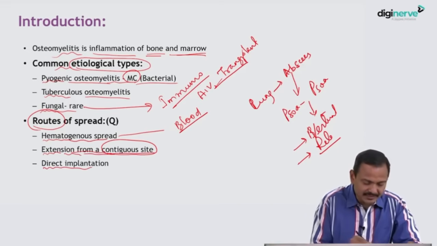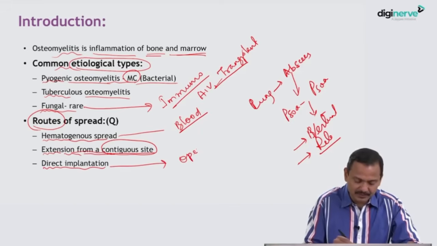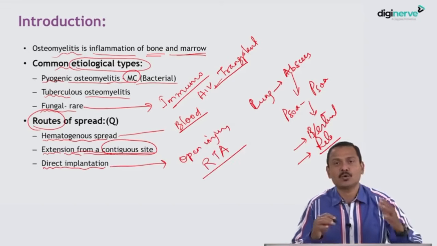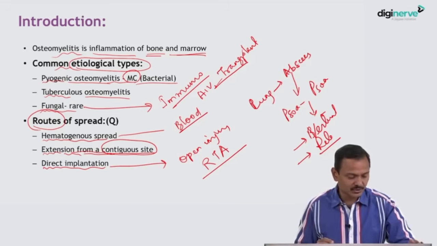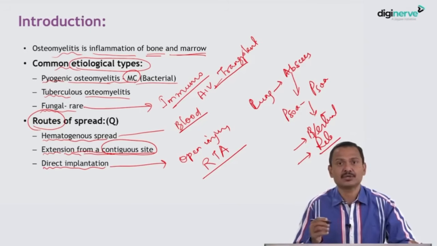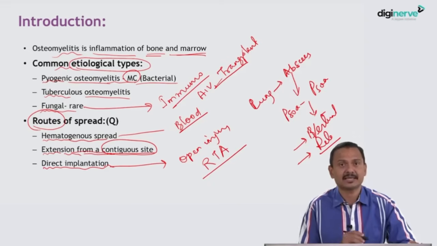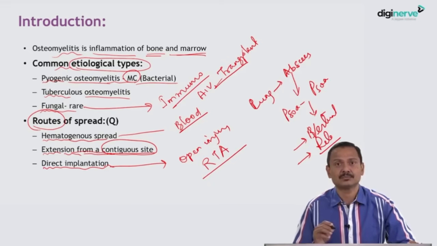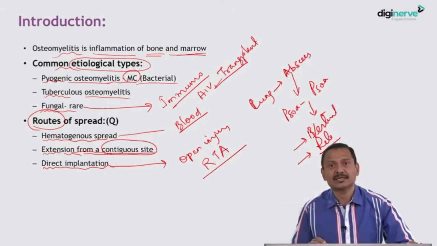The third is direct implantation. This type of route mostly happens when there is an open injury or a road traffic accident. When there is an open fracture, or the wound is open and the bones are exposed to the outside, there can be direct implantation of bacteria into the bone. That is called direct implantation. So that was about the common etiological factors and routes.